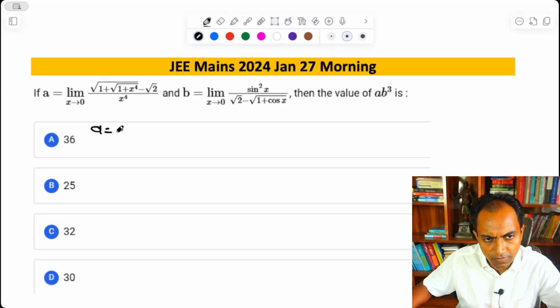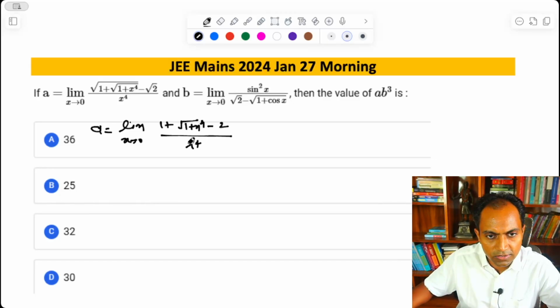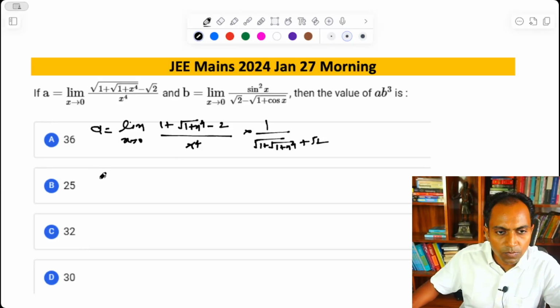So if I want to find the value of a, this will become limit x tends to 0. If I rationalize this, and I am doing it faster now, this will become 1 plus root of 1 plus x raised to the power 4 minus 2. You can see that I have orally rationalized it. And since I have rationalized it, the same term I will write in the denominator also. So 1 plus root of 1 plus x raised to the power 4 plus root 2. So this I have multiplied and divided. Now you can see that one more part I have got as a result.